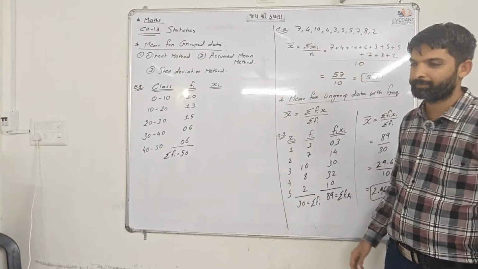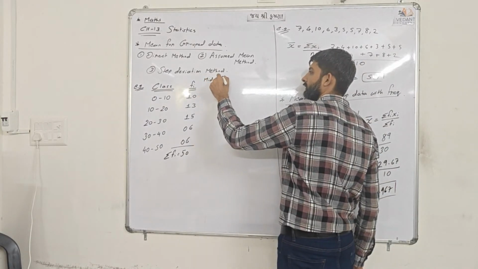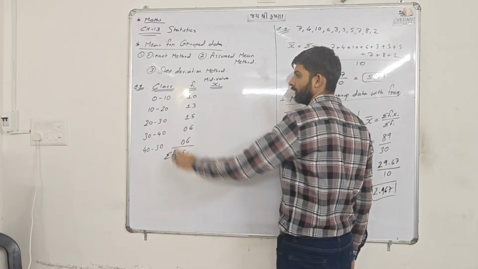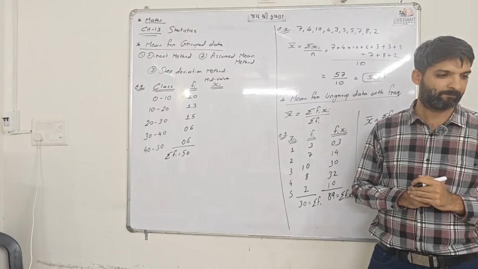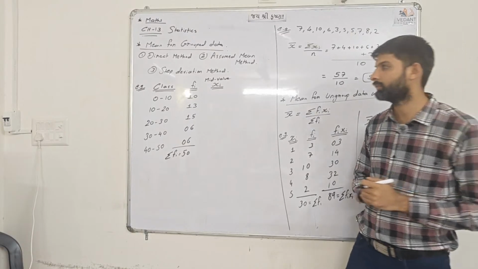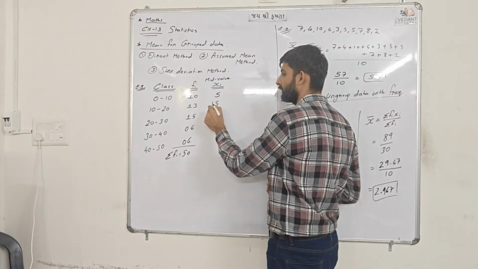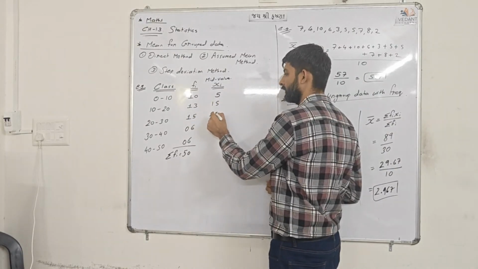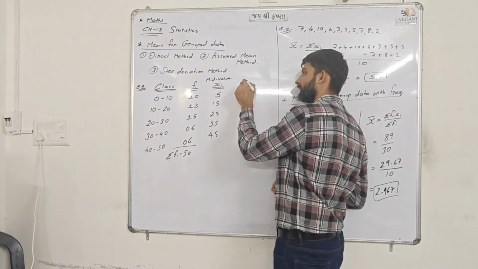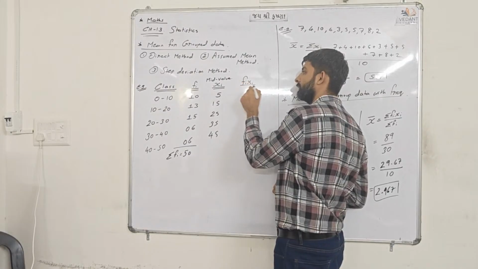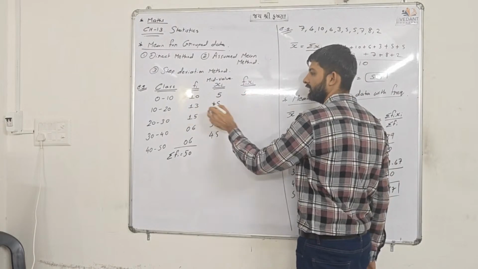Value of xi. Xi means mid value. So what is the mid value between 0 to 10? Then 10 to 20, 20 to 30. Now you know, very easy. Now first thing you have to do is fi xi. Multiply these: 10 into 5, 13 into 15.